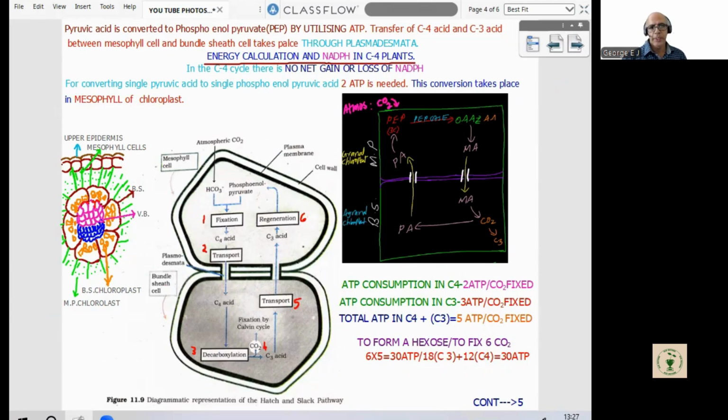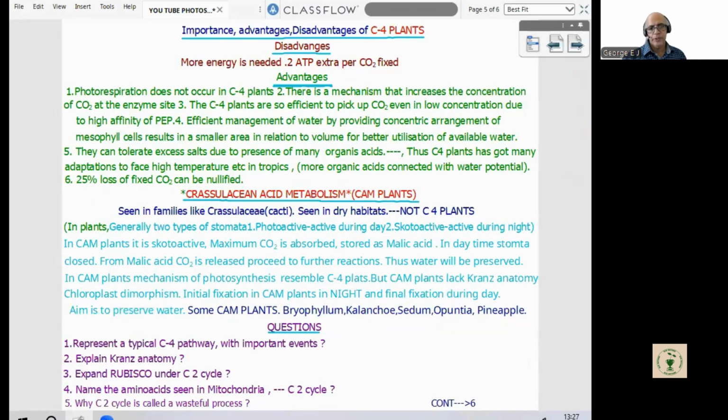Exam point of view, important. Then we entered into a famous cycle, not in the direct syllabus, the CAM cycle, just for mentioning. Again adaptation, scotoactive stomata. Examples for CAM plants. After that, 5 theory questions, 5 NEET model questions with the key.